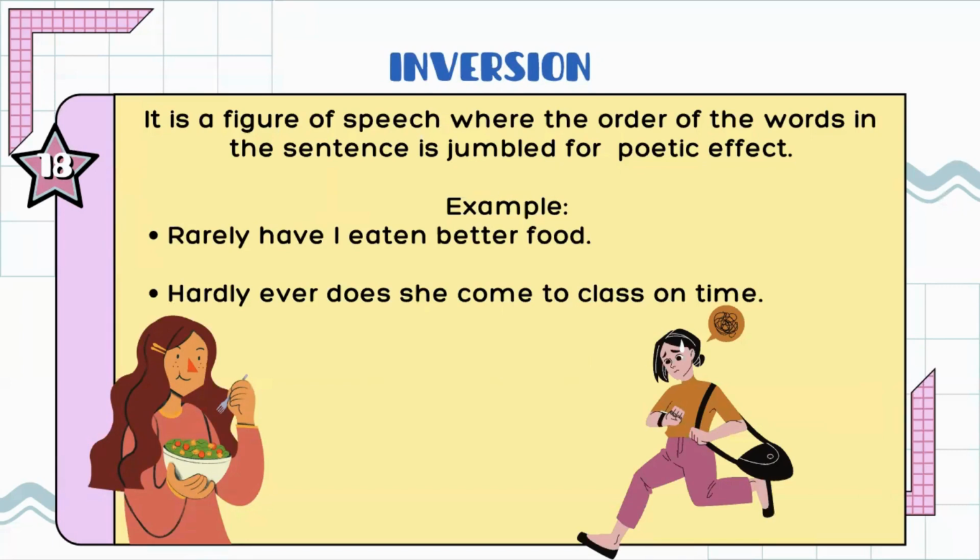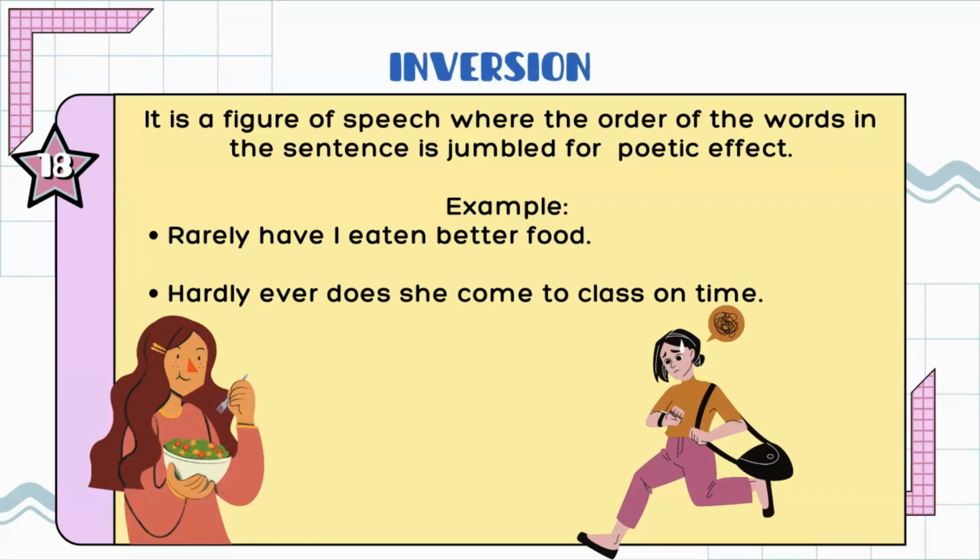For example, rarely have I eaten better food. Now, here in this example, the statement isn't in the usual word order, that is subject, verb, and object. Rather, the adverb rarely is placed at the beginning of the sentence, followed by the auxiliary verb have, and then the subject I. Therefore, we say that the word order is interchanged.